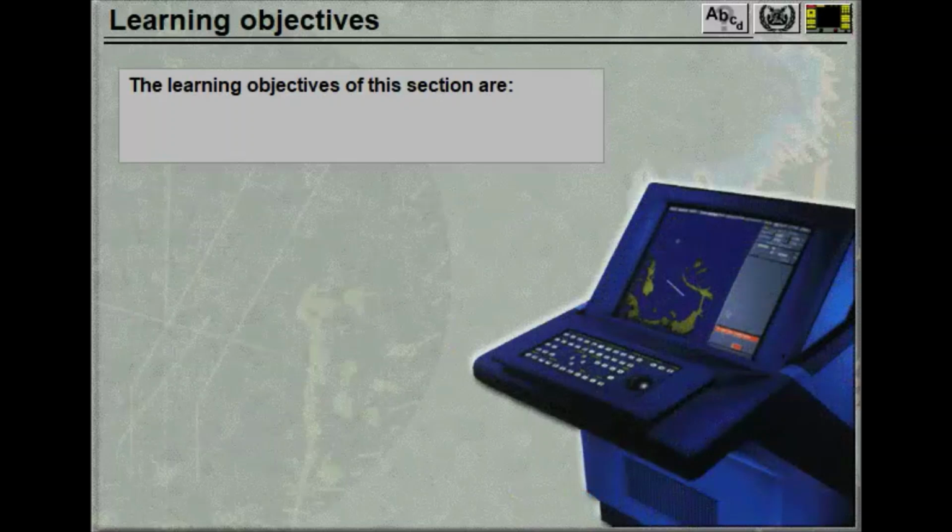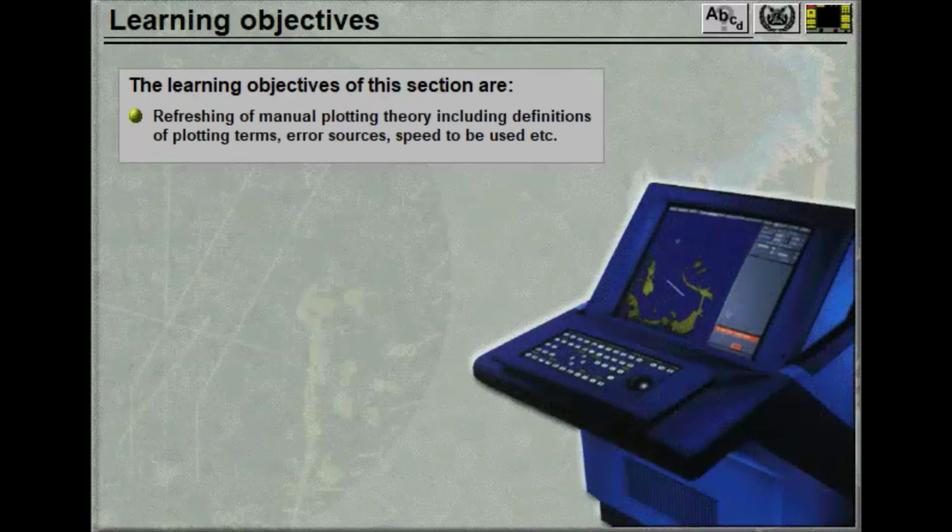The learning objectives of this section are a refreshing of manual plotting theory, including definitions of plotting terms, error sources, speed to be used, etc.